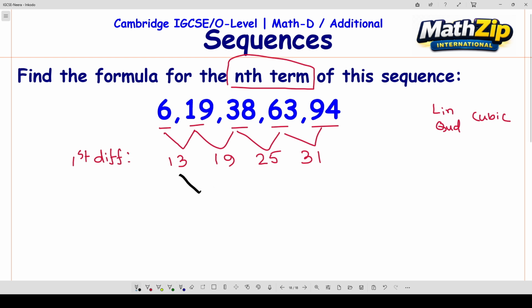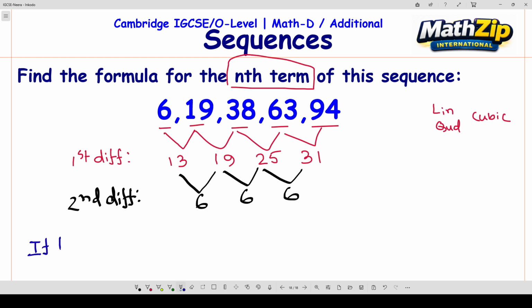It means 19 minus 13 is 6. 25 minus 19 is 6. 31 minus 25 is 6. This is the second difference. Once the second difference is constant, at that time we can say the sequence is known as a quadratic sequence. Okay, so we can write this line in this map.